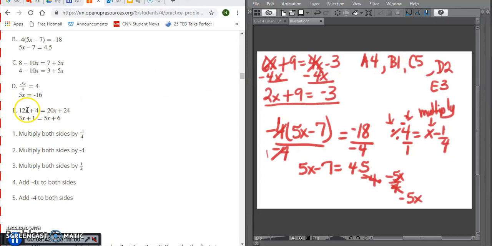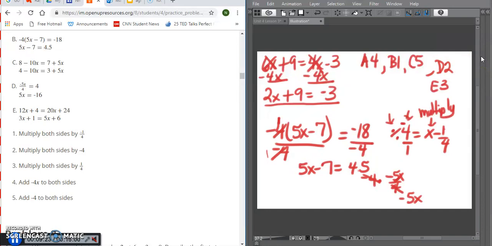And the reason E matches with 3 is because 12 went down by 4. Well, 12 didn't go down by 4. 12 got divided by 4 to give you 3. 4 got divided by 4 to give you 1. 20x got divided by 4 to give you 5x, and 24 got divided by 4 to give you 6. Now there's no dividing in this list, so we know it had to be multiplied by its reciprocal. The opposite inverse of divide by 4 is to multiply by the reciprocal, which is 1/4. So E matches with 3.